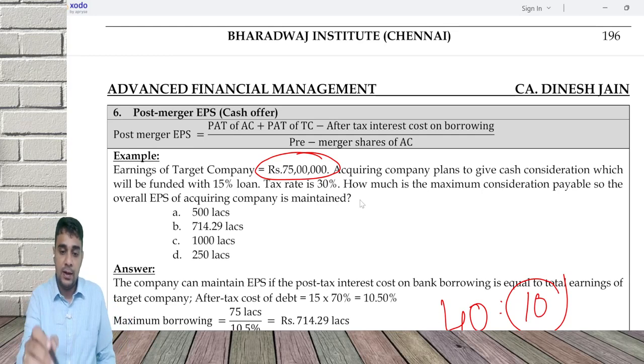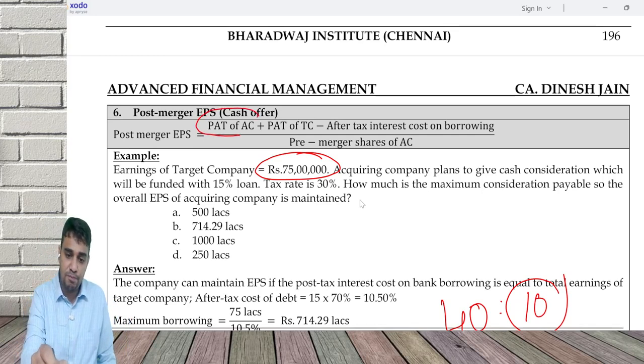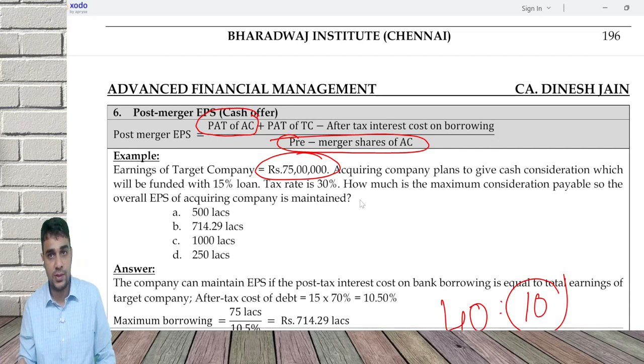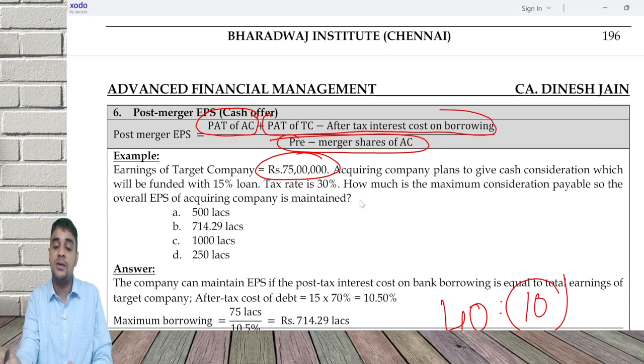Listen, EPS will be maintained if PAT of AC divided by the number of shares is the same as before the merger. After merger, I want the same thing to happen. That is, PAT of AC divided by the pre-merger number of shares should be the final EPS. They have not given data on AC. When can this match? If PAT of target company and the interest cost net to 0. When you add and subtract, it becomes nil.